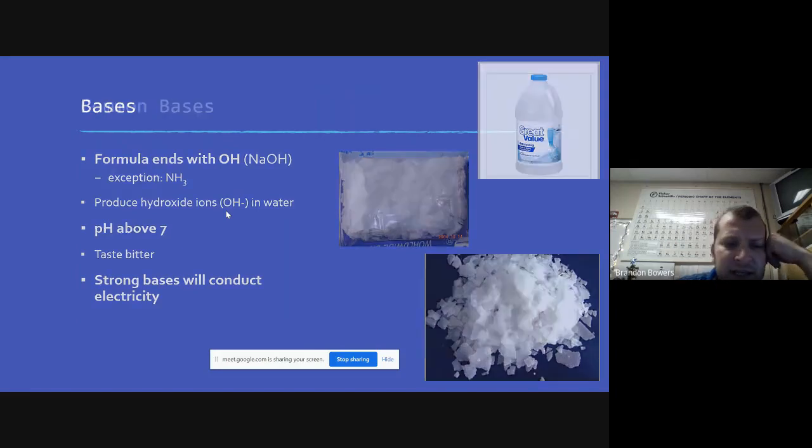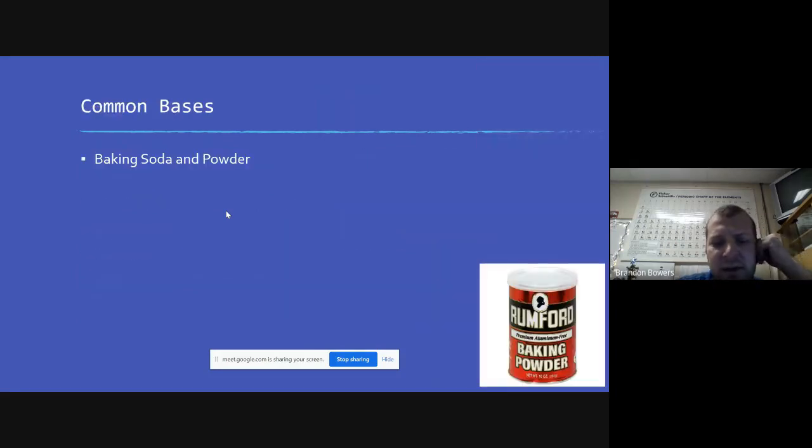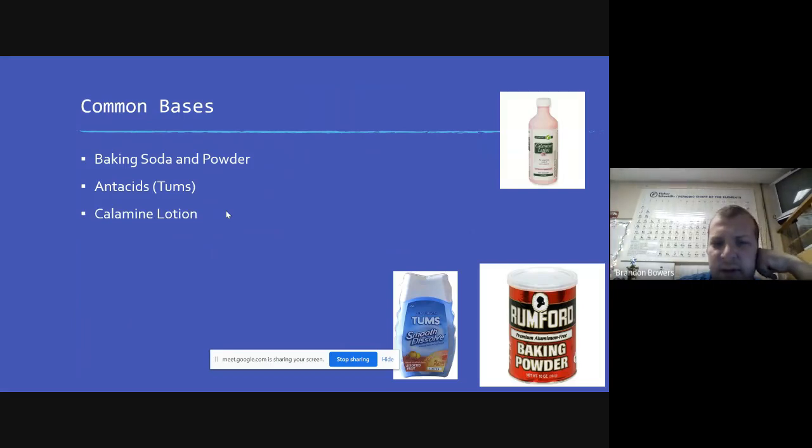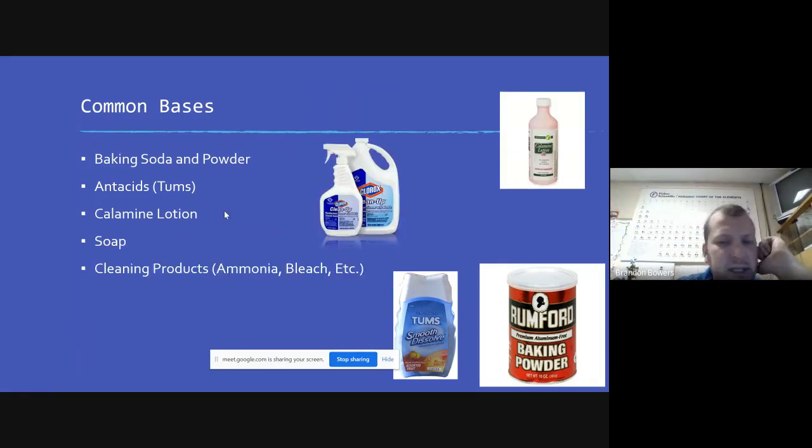Some common bases are baking soda, Tums, lotion, soap, and cleaning products like bleach. Those are some very strong bases.